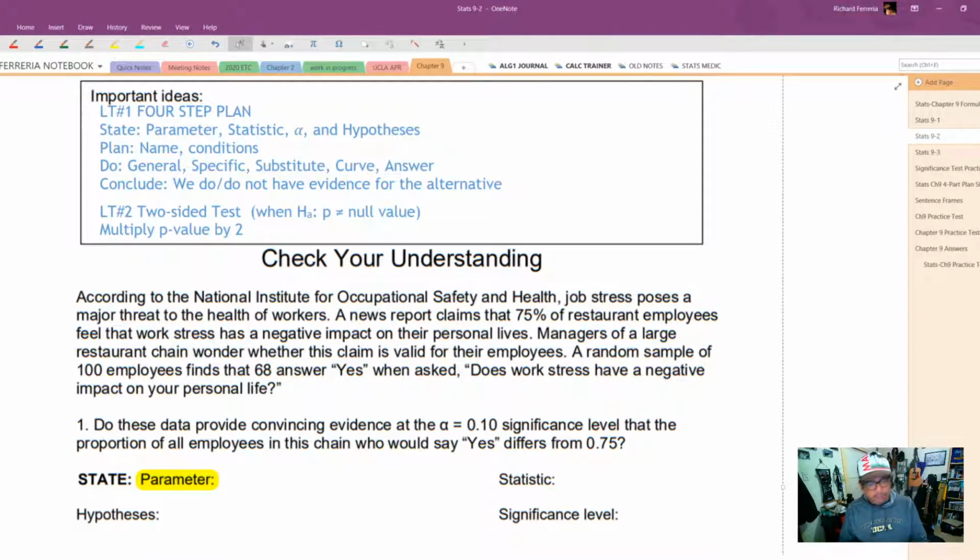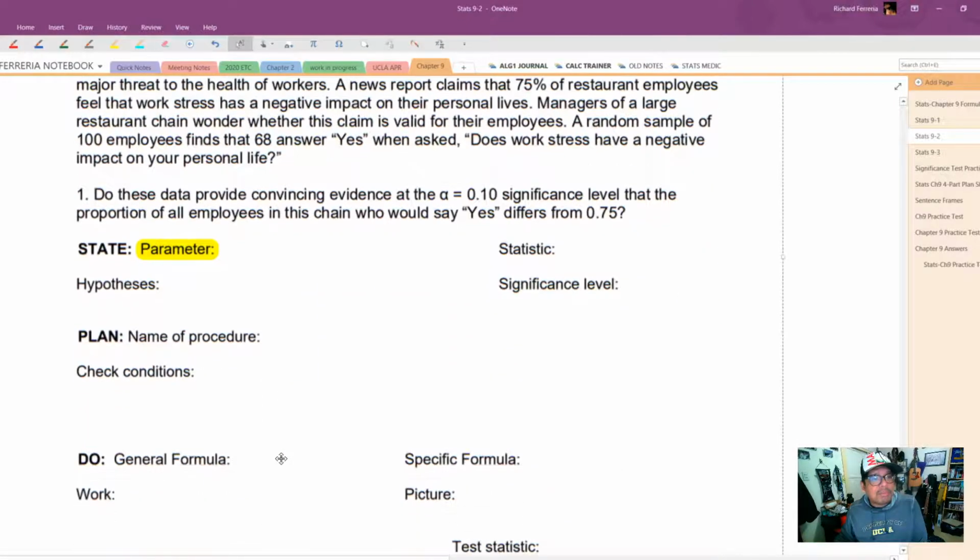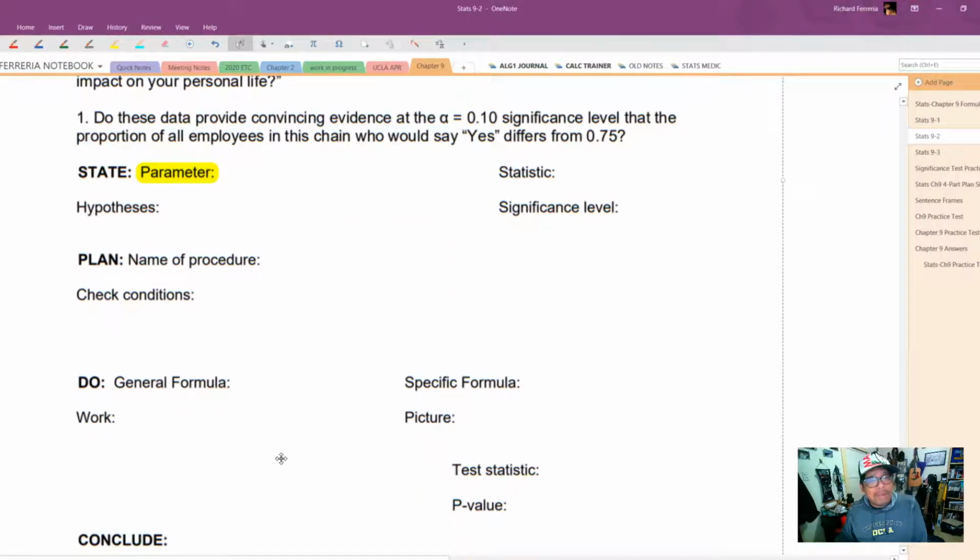Managers of a large restaurant chain wonder if that claim is valid for their employees. A random sample of 100 employees find that 68 answer yes when asked, does work stress have a negative impact on your personal life? So, do these data provide convincing evidence at the alpha equals 10% level that the proportion of employees in this chain who would say yes differs from 0.75?